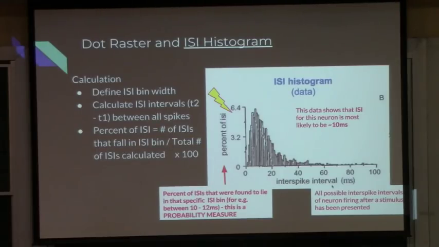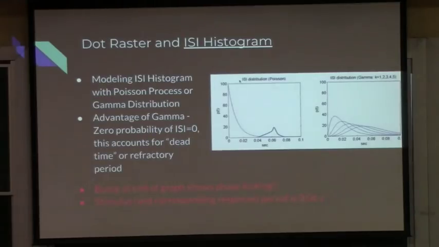and that allows you to make an interspike interval histogram. What's important to notice here is that the x-axis is interspike interval, but the y-axis is percent of ISI. So it's almost a probability measure, because you're saying the percent of ISIs that were found to lie within a specific ISI bin. So for example, between 10 milliseconds and 12 milliseconds. How likely is the neuron's ISI to be between 10 and 12 milliseconds? This is almost a probability measure, the y-axis here, because we're calculating it in terms of percent. And so what we can do now, since this is a probability, sorry, do you have a question?